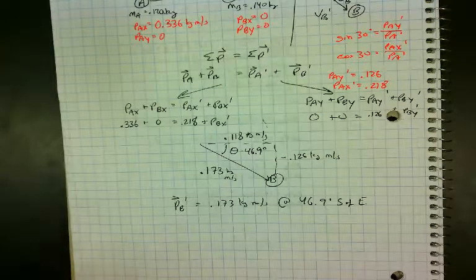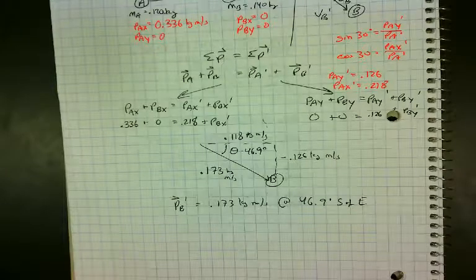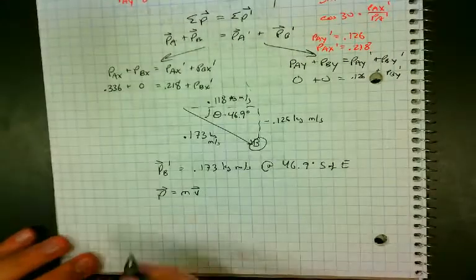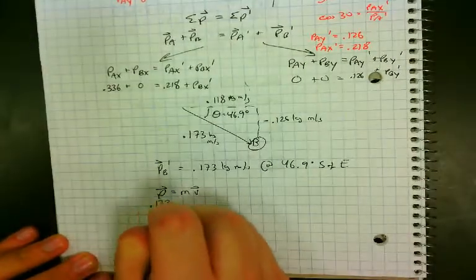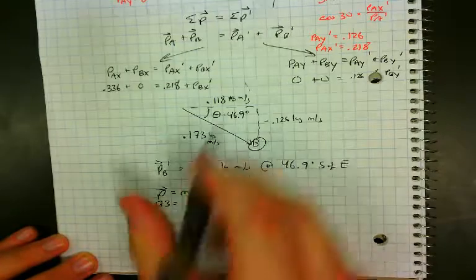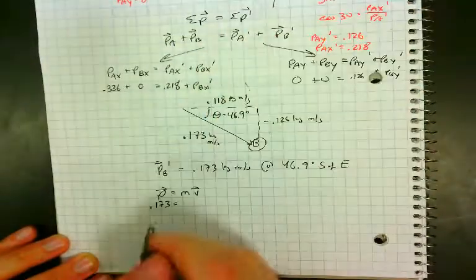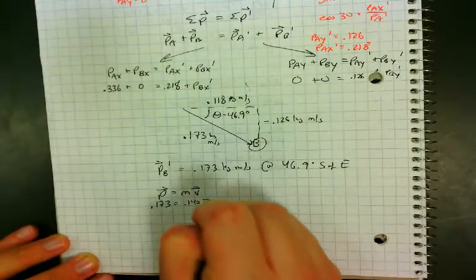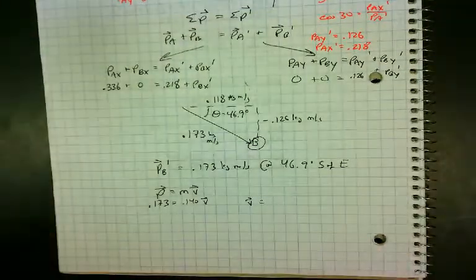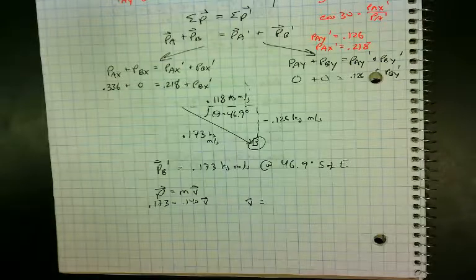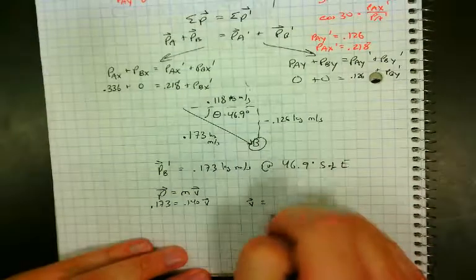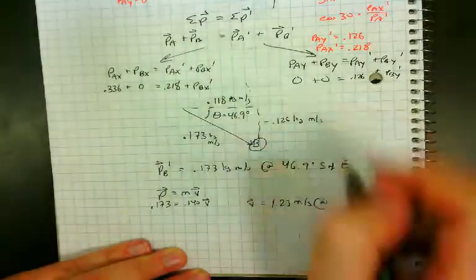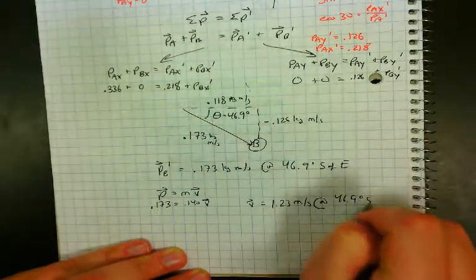It doesn't want PB though, it wants VB. So the last step is P equals MV. So 0.173 equals, what's the mass of B? 0.140 times V. So I should get 1.23 meters per second at the same angle, 46.9 degrees south of east.